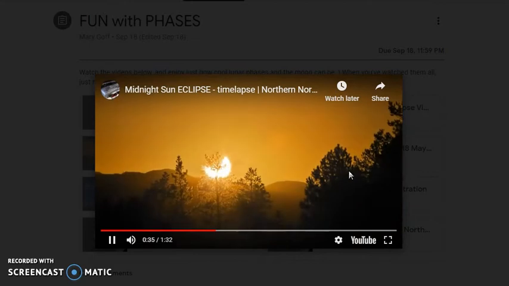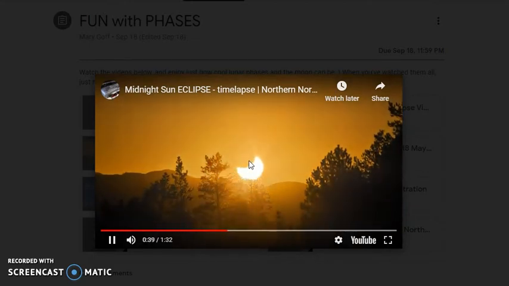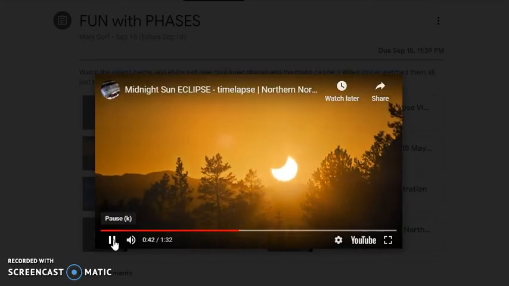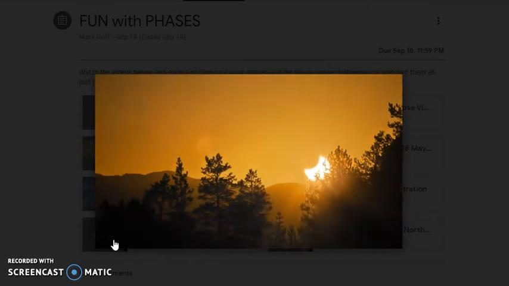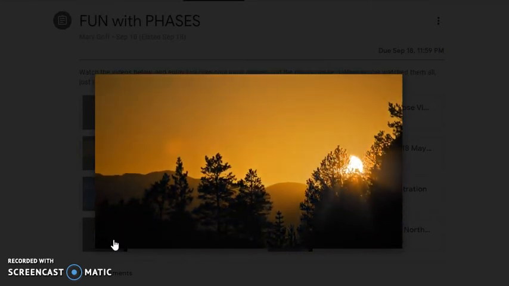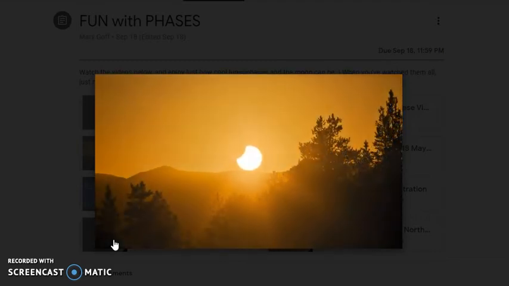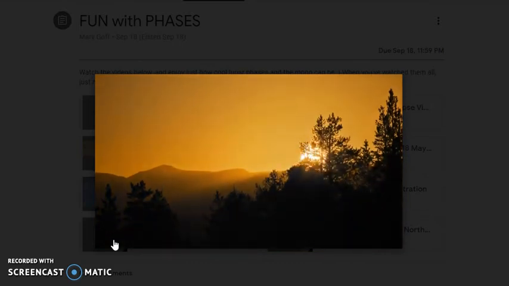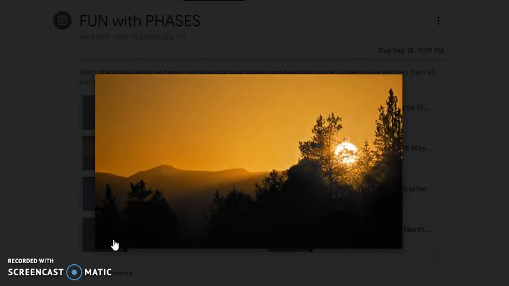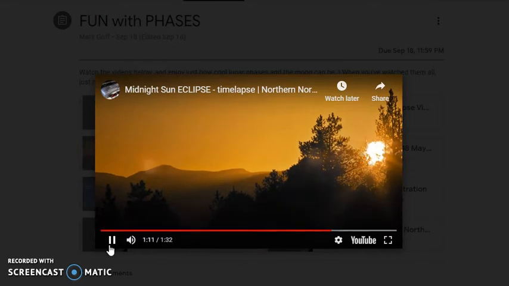And that little cookie bite that is missing is where the moon is partially covering the sun. I like this eclipse just simply because it's unique. It's something that we wouldn't see here in Texas because we're not far enough north to watch the sun move around the horizon rather than set. Okay?